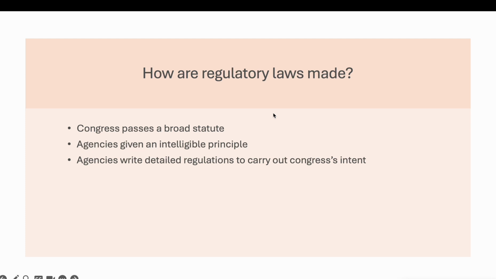How are regulatory laws made? Agencies turn Congress's big ideas into specific, enforceable rules for citizens and businesses. So Congress passes a broad statute, agencies are given what's called an intelligible principle, and they write out detailed regulations to carry out Congress's intent. For example, Congress passes a clean air law. The EPA sets emission limits.